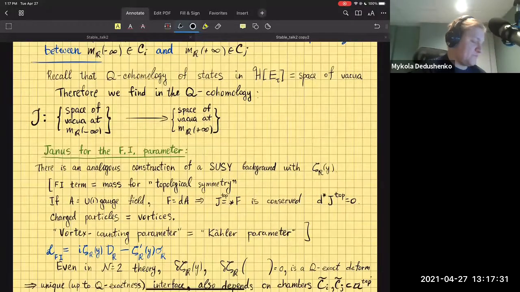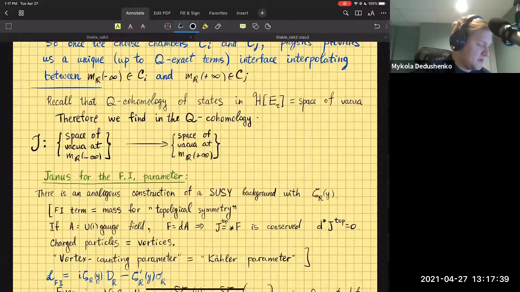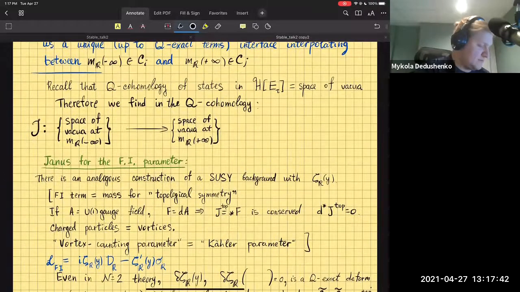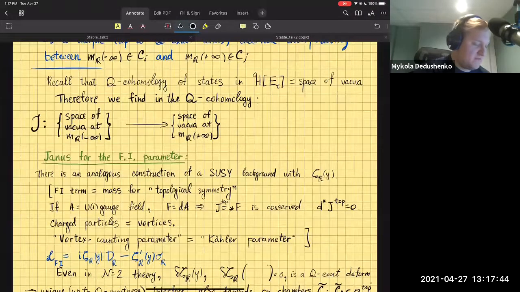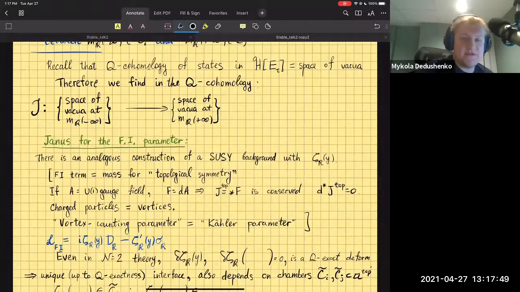So this gives you a construction of this Janus interface for mass parameters. But one can also do the same thing for the phi parameters. Recall the phi parameter is something that appears as a constant term in the moment map. And the real phi parameter is related to the real moment map, which can be replaced by a stability condition. There is an analogous construction for the background with a phi parameter that changes in y.